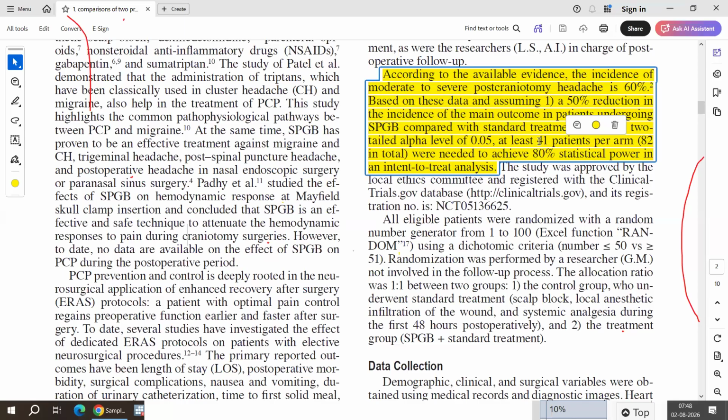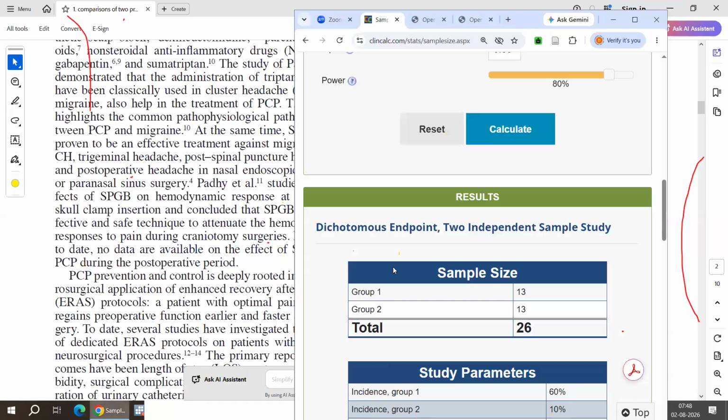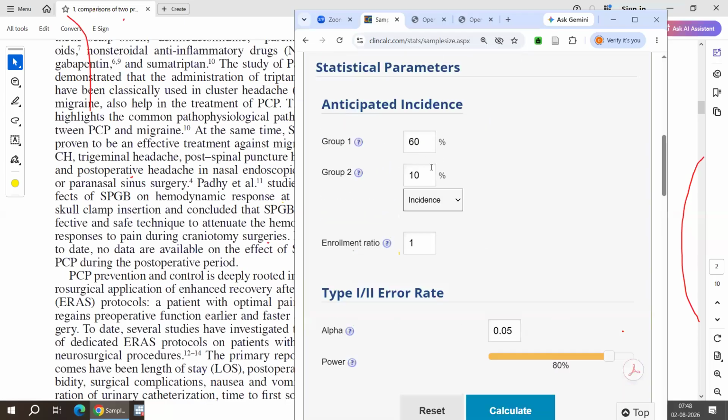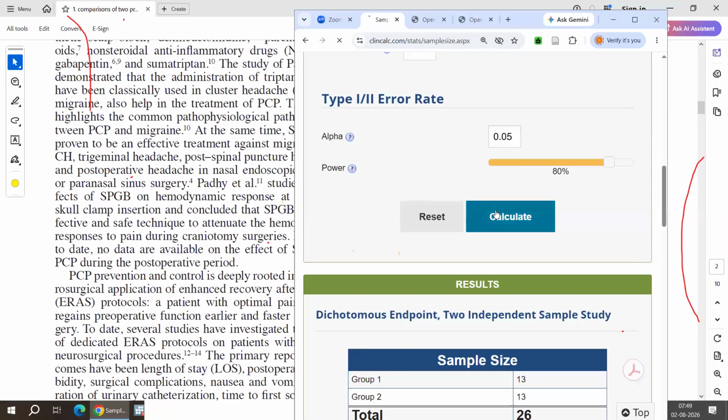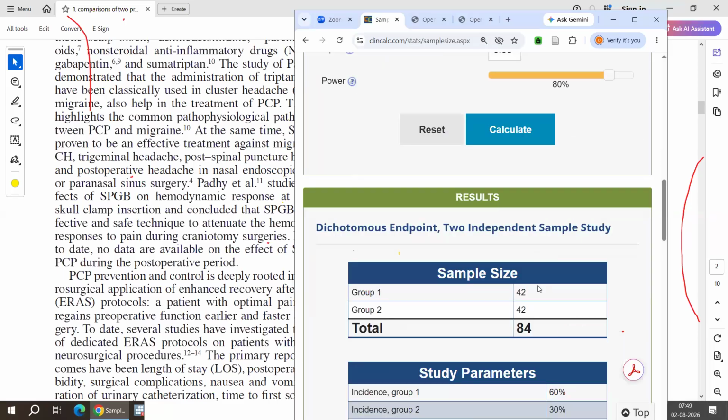50% of 60%. Please tell me. 30. Yes, very good. So this is the meaning of relative reduction. Now enter 30% here. Then click calculate. Then we can assume 42 in each, total 84.